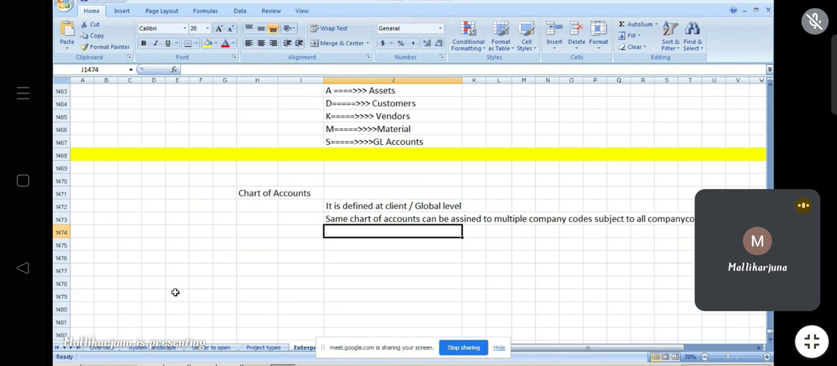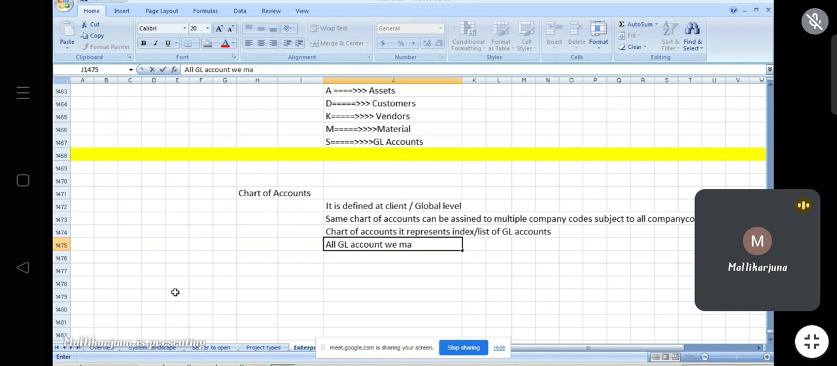So chart of accounts represents the index of your GL accounts. It is an index or list of GL accounts. All GL accounts we maintain under the chart of accounts.